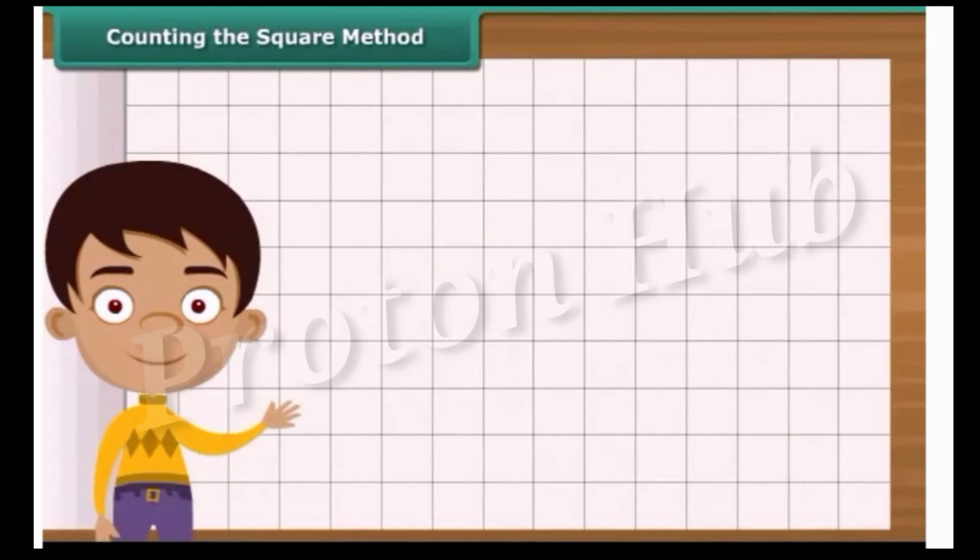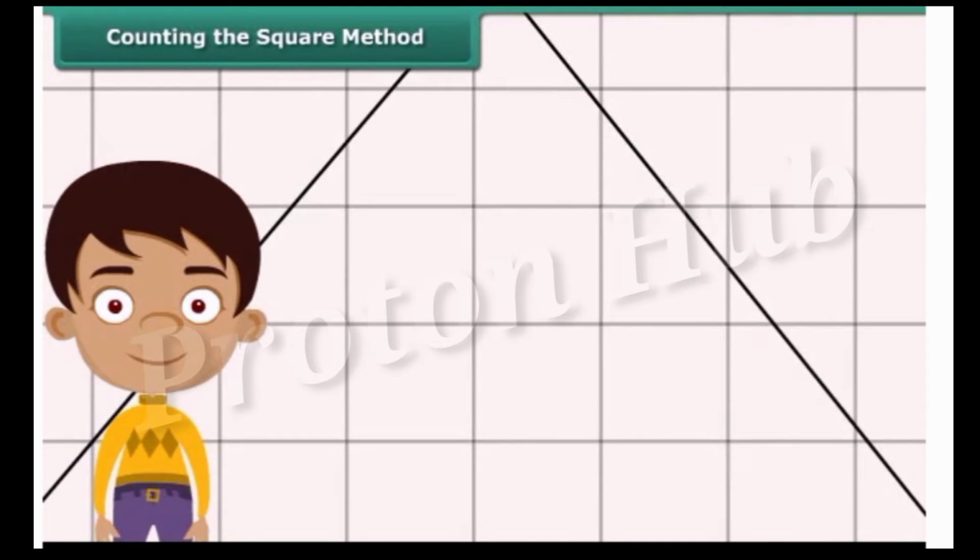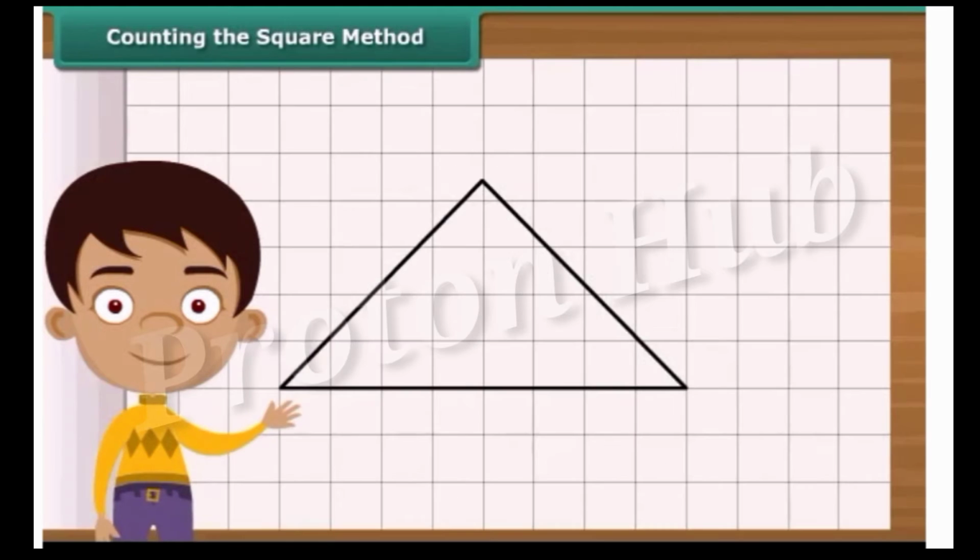Now let us calculate area with the help of a simple method. It is known as the counting the square method. Draw the triangle on the squared paper. Each square has a side of 1 centimeter. First, count the complete squares enclosed by the triangle. Mark each of these squares as A.